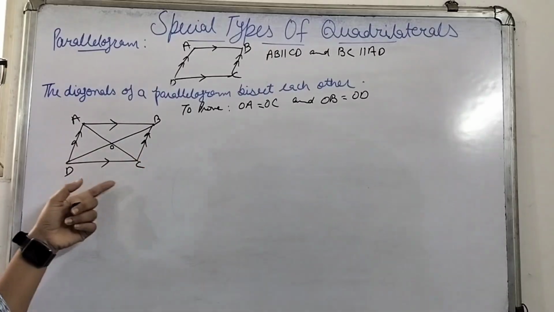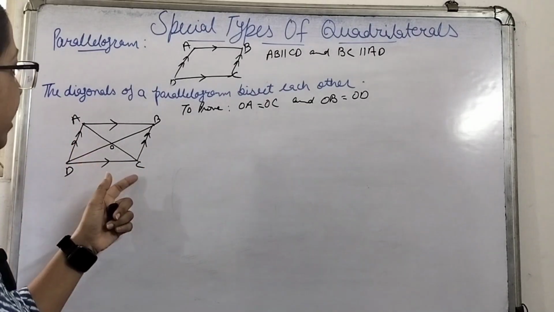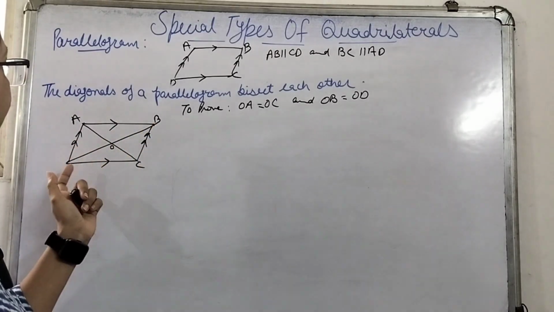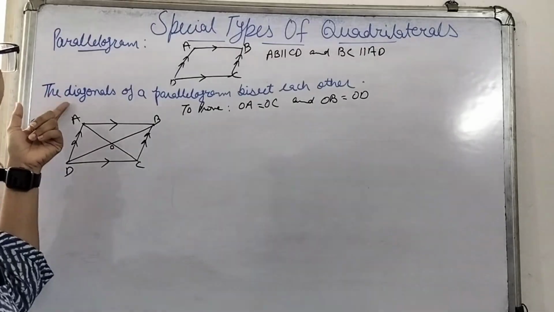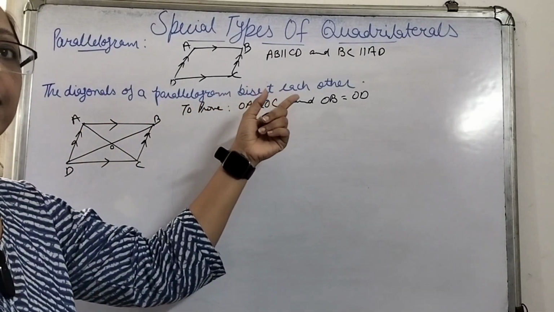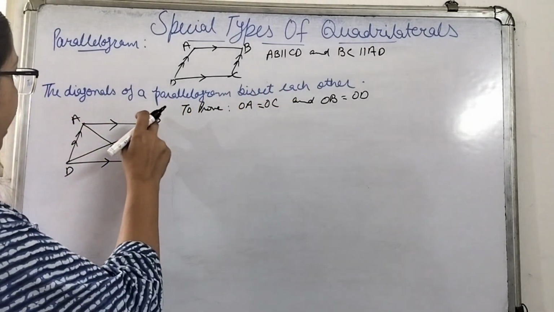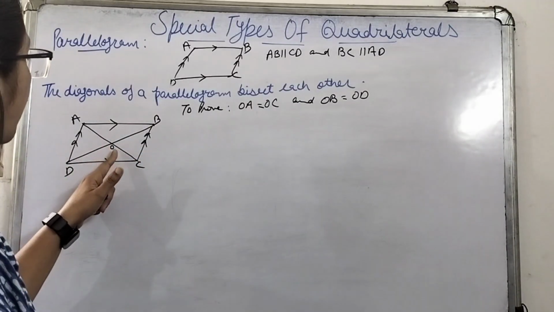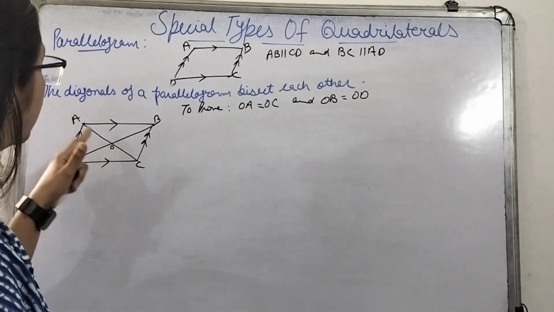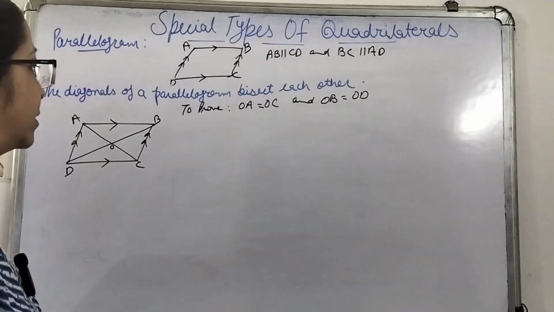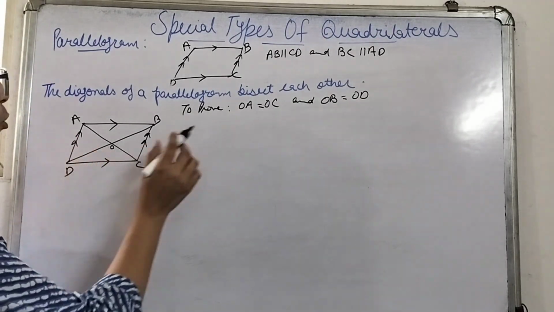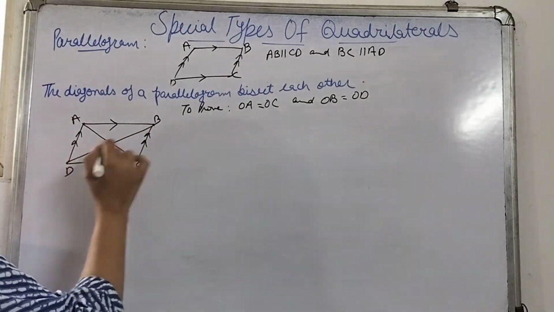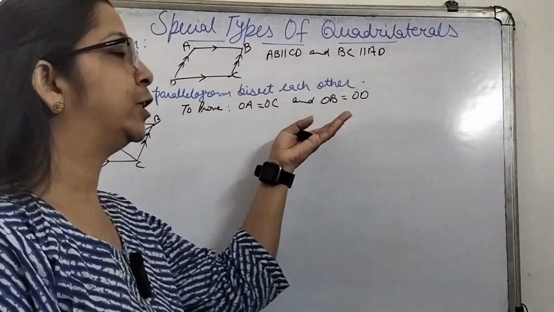We have taken a parallelogram ABCD in which there are two diagonals AC and BD. What we need to prove is that the diagonals of a parallelogram bisect each other. We have taken these two diagonals which are intersecting each other at the point O. Then O is the point which is bisecting both the diagonals. That means OA will be equivalent to OC and OB will be equivalent to OD. This we need to prove.